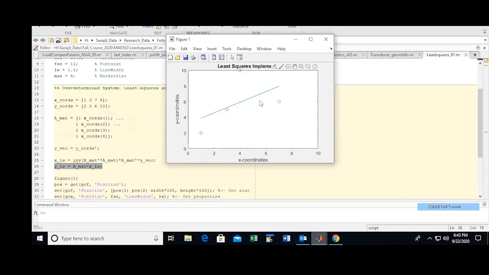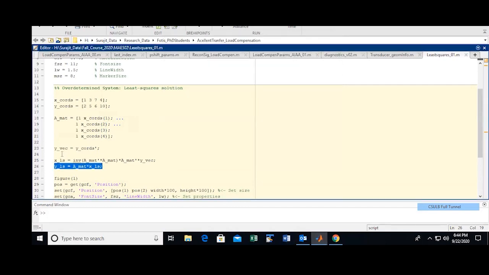Are you with me so far? Yes. As you keep changing the data points, it fits a straight line that best minimizes the error between the data points. This is the line which tries to minimize the error between 4 data points. I can increase to 5, 6, and 7, and depending on how many equations I have, I can always solve for two unknowns. Those 2 unknowns are my slope and intercept, given by this x least square.